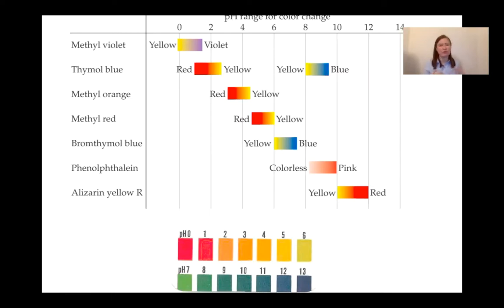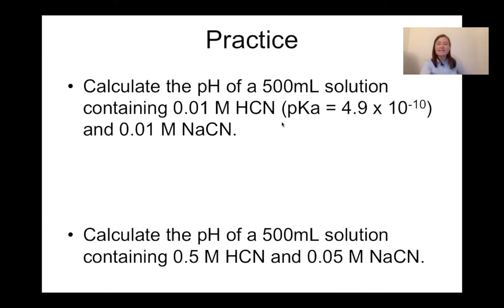And we've talked about these a little bit in the past. Later on today, we're actually going to talk about how indicators actually work and what's going on with them. But first, there's a couple of big ideas about buffers that I want to talk about. Take a minute to pause the video and answer these two practice problems. We're going to go over them in a second, and then we're going to talk about the implications.